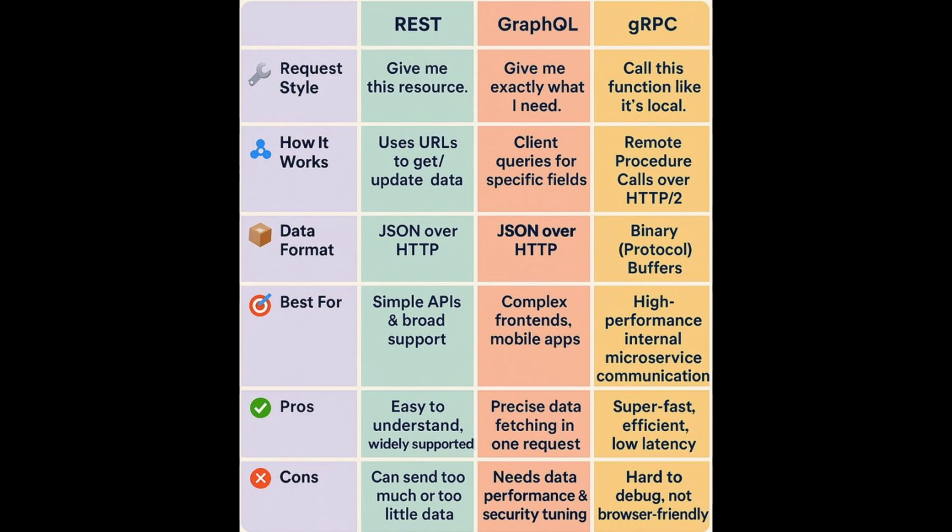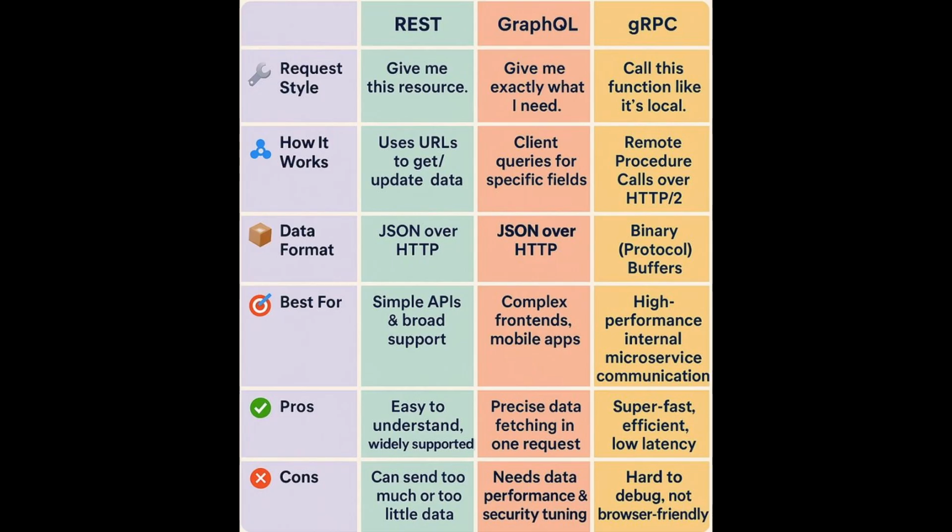Smaller size is part of it, yes. Binary is much more compact than text like JSON, but it's also about the contract and efficiency of processing. How so? With protobuf, you define your data structures, your messages, in a separate .proto file. This is your interface definition language, or IDL. You then compile this definition for your specific programming languages. Compile it. Yeah. It generates code for serializing and deserializing your data structures very, very efficiently.